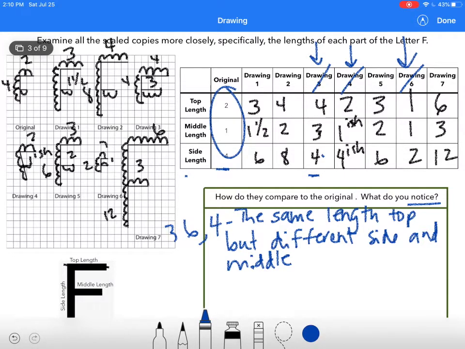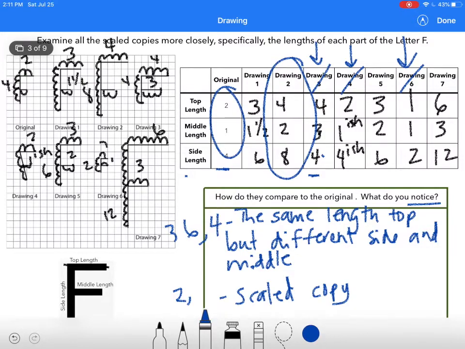Well, I know that if I double 1, I get 2. If I double 2, I get 4. If I double 4, I get 8. So I think 2 is a scaled copy, because it's growing at the same rate all the way across. If I look at drawing 7, 2 times 3 is 6, 1 times 3 is 3, 4 times 3 is 12. Again, I think it's a scaled copy because they grow at the same rate.